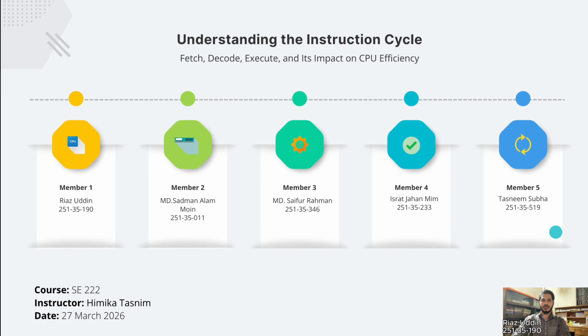Every instruction a program runs goes through three important stages: fetch, decode, and execute. Today we'll explain how this cycle works and why it is important for CPU efficiency.